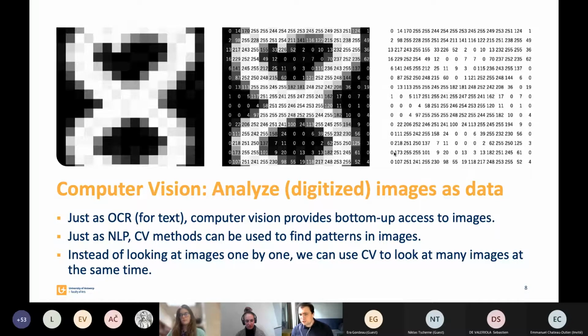This also comes back to a methodological point in DH. Instead of looking at images one by one, which we can describe as close reading, these computer vision techniques allow us to look at many images at the same time, which you could describe as a form of distant reading. It has been called, by my colleagues Lauren Tilton and Taylor Arnold, distant viewing, and I think that's a very apt word for it.